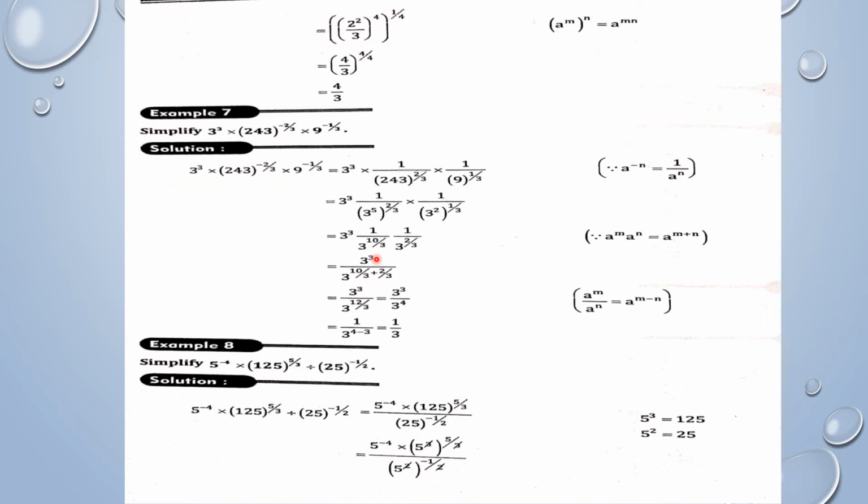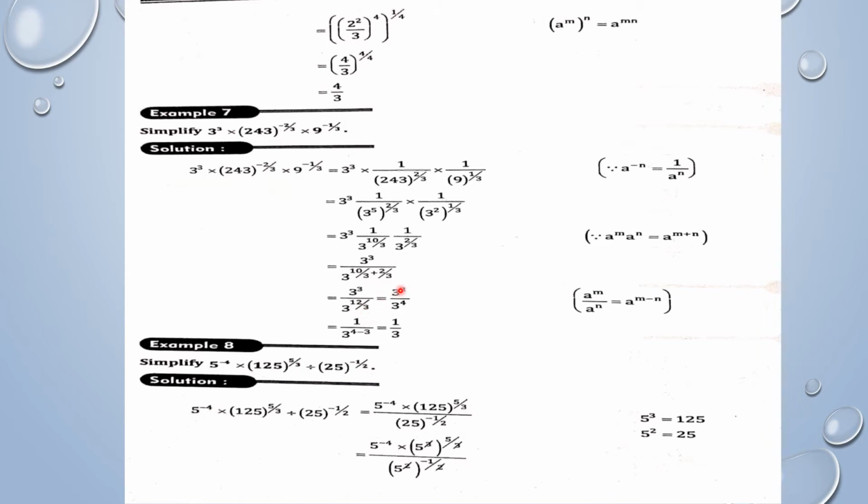So here what you have is a^m into a^n. This can be written as a to the power m plus n. So this 3 cube will become the numerator, divided by 3 to the power 10 by 3 plus 2 by 3. How? They have multiplied 3 cube into 1. So it will become 3 cube divided by 3 to the power 10 by 3 plus 2 by 3. This is how they have analyzed it. So 3 cube divided by this; 3 and 3 have the same base, so directly you can add the numerators. 3 to the power 12 by 3.